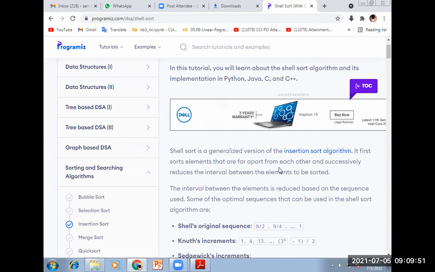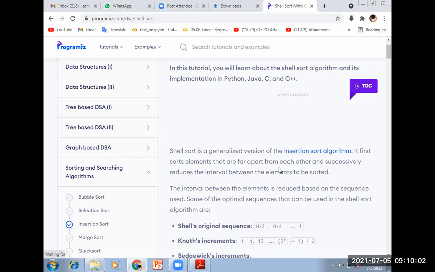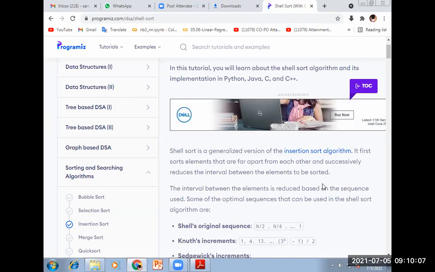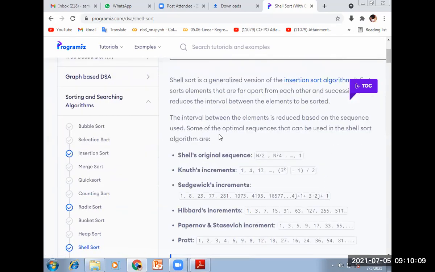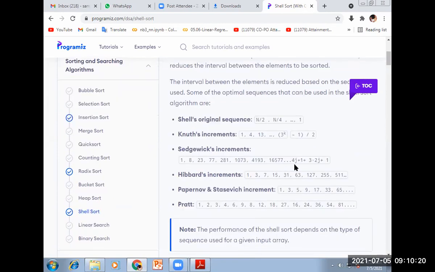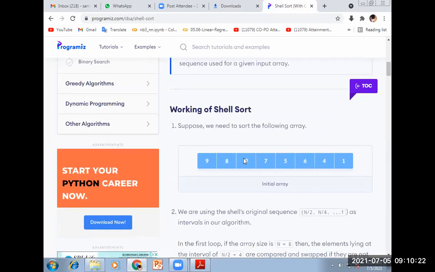Already I just told you about insertion sort. So in shell sort, it first sorts elements that are far apart from each other and successively reduces the interval between the elements to be sorted. The interval between the elements is reduced based on the sequence used. Here the Shell original sequence is n by 2, n by 4, and so on until 1. We are considering it in this way. Just see the example, you can understand.